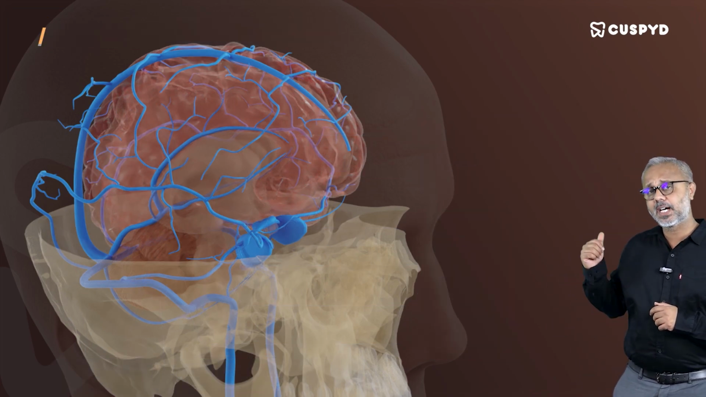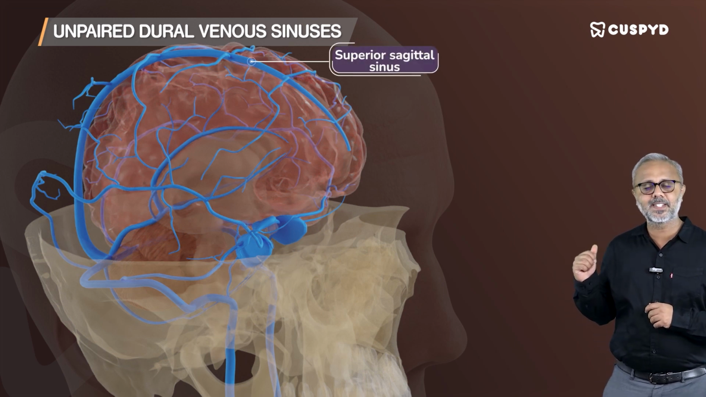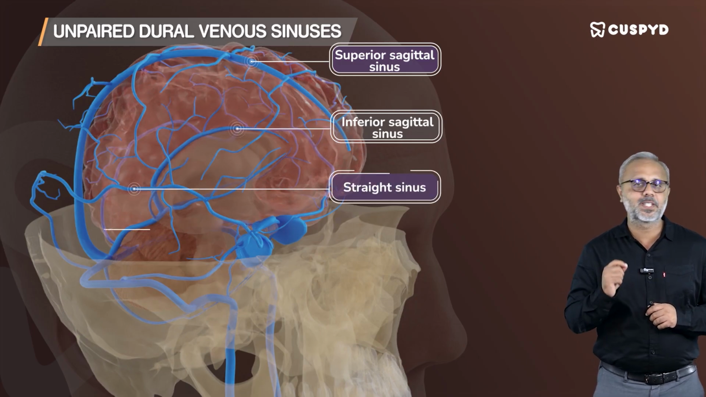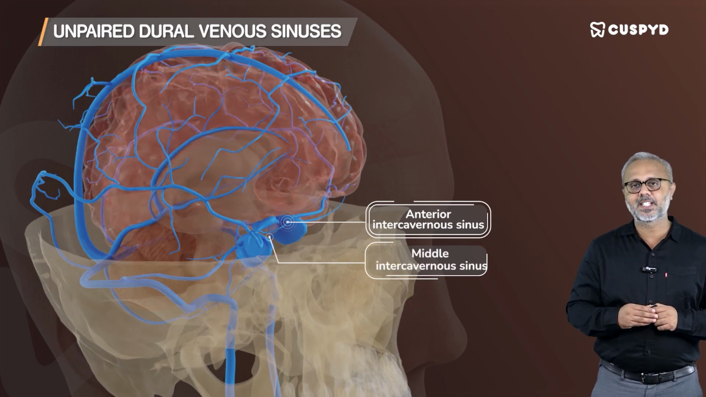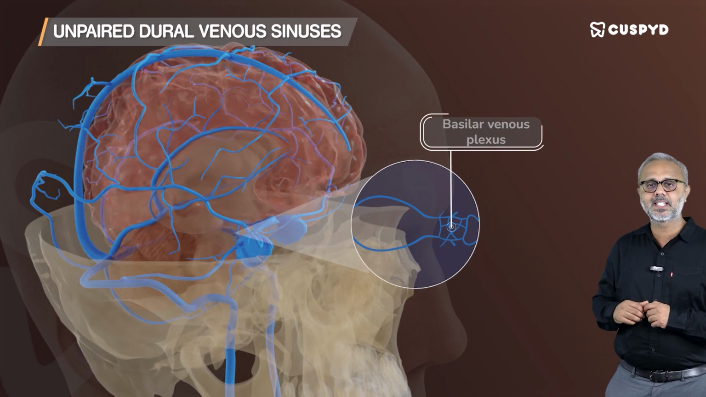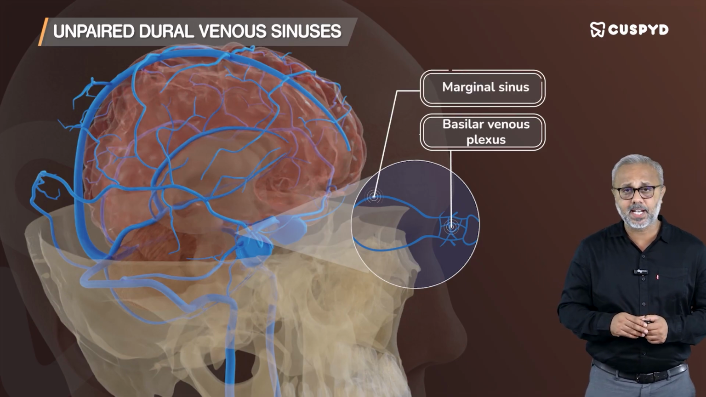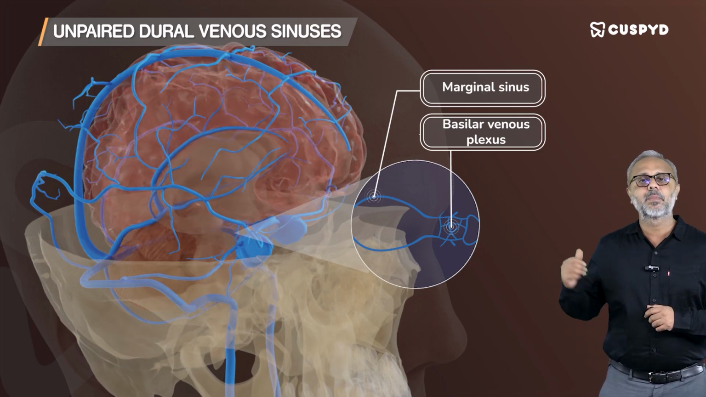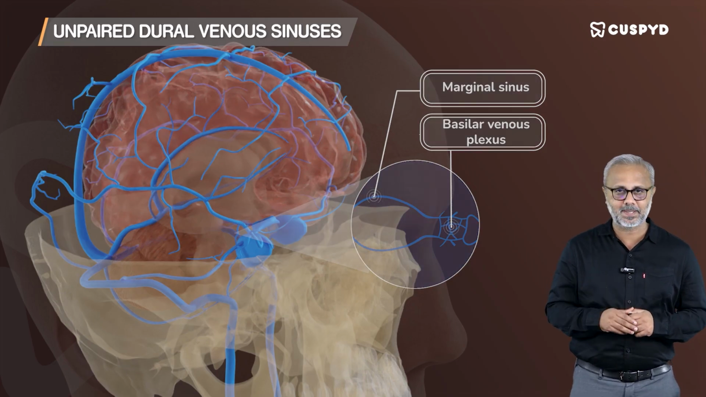When we talk about the unpaired dural venous sinuses, we have the superior sagittal sinus, inferior sagittal sinus, straight sinus, occipital sinus, anterior intercavernous sinus, middle intercavernous sinus, posterior intercavernous sinus, basilar venous plexus, and then we have marginal sinus. Most of the textbooks may not describe the middle intercavernous sinus as well as marginal sinus, but you can list these two as two important unpaired dural venous sinuses.